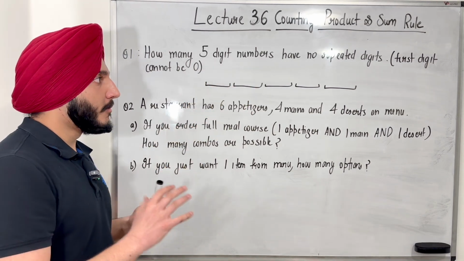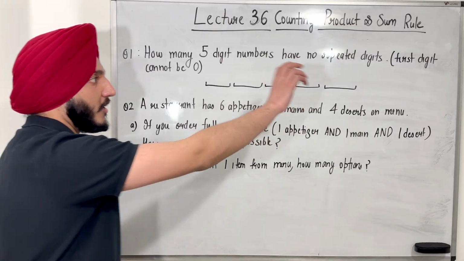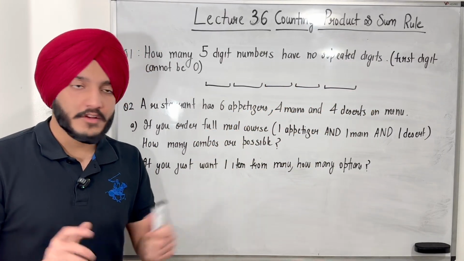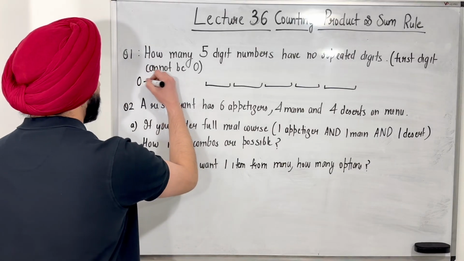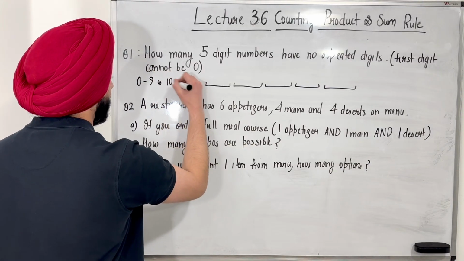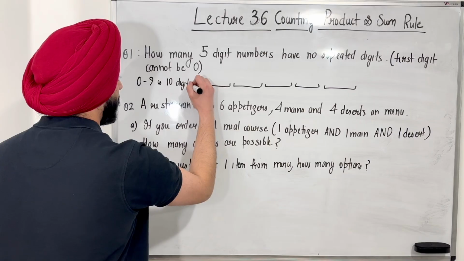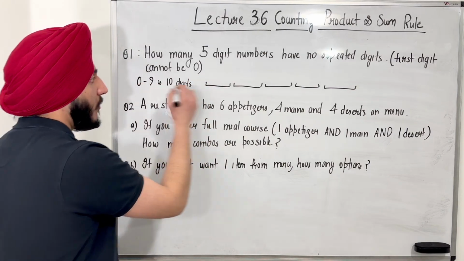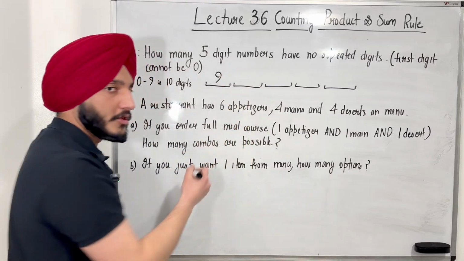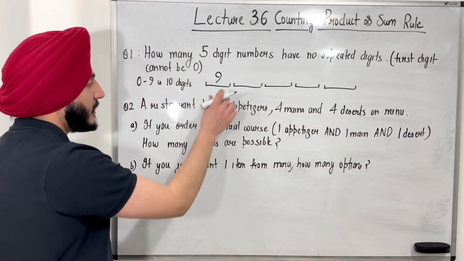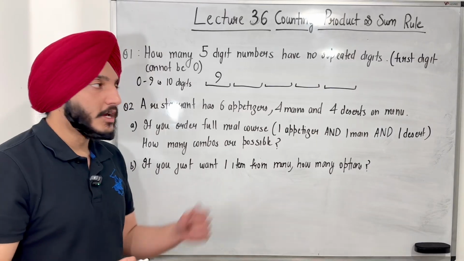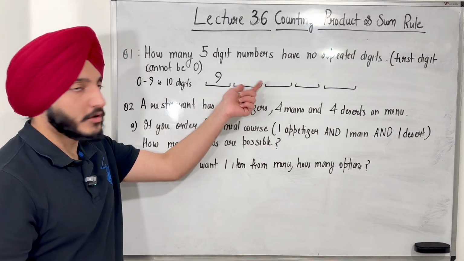Now let's think about this. First of all, the first digit can't be 0. In total you have 10 digits, 0 to 9, but I can't use 0 in the first position. So I have 9 options for the first one. Now I used one digit, so I have one option less. Think about how many options you would have for the second one.